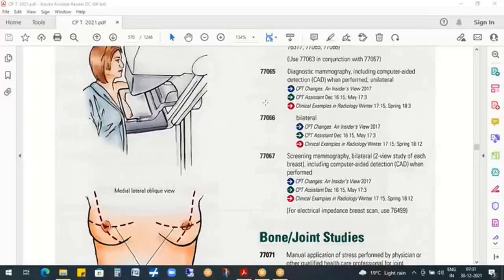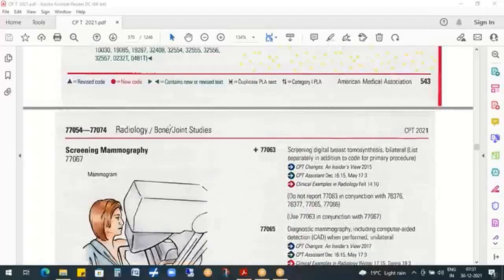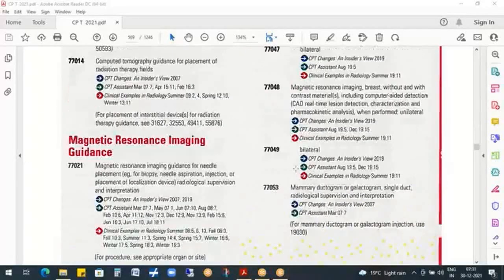See the code 77065, 77066. Do these codes belong to diagnostic mammogram or not? Yes, sir. Now you can see MRI, 77048. Again, it is unilateral or bilateral.